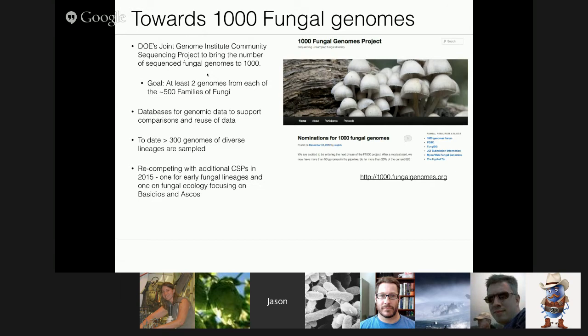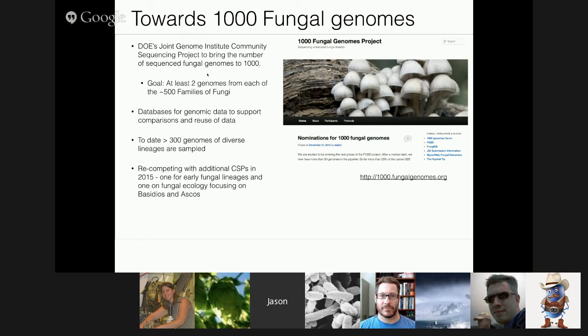The Broad Institute has sequenced a large number of fungal genomes through the Fungal Genome Initiative, and then the DOE's Joint Genome Institute has been an incredible partner in sequencing more genomes, and so through several different aspects of their community sequencing project, in a project that we started a couple years ago with them has been to try to bring the number of sequenced fungal genomes up to 1,000.